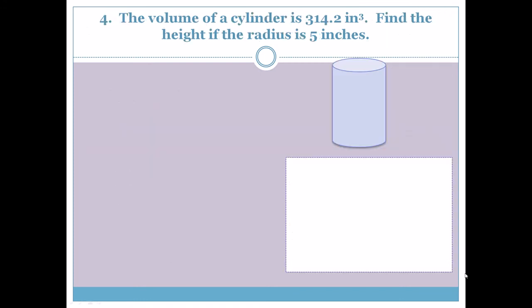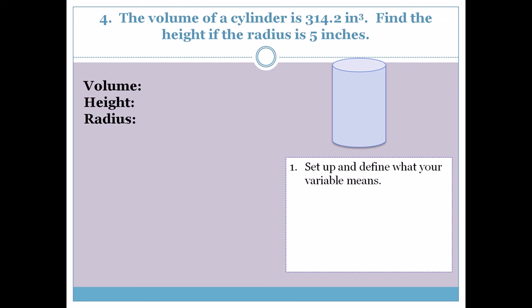How about this one? The volume of a cylinder is 314.2 inches cubed. Find the height if the radius is 5 inches. There's a lovely cylinder. All right, well, again, we always want to write down what you know. Anytime you get one of these problems or the story problems you get, I just start writing down, okay, they gave me this information. What information did they give me? They gave me volume.